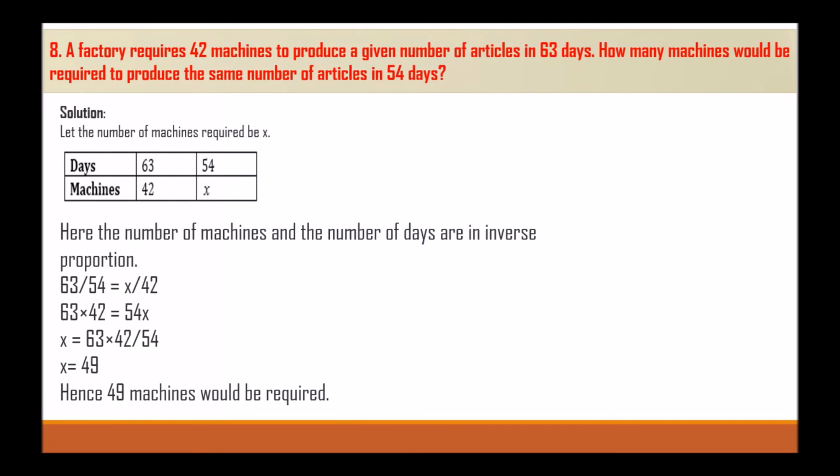So 63 upon 54 is x upon 42. So we will do the cross multiplication. So we will get x equals 49. Hence 49 machines will be required.